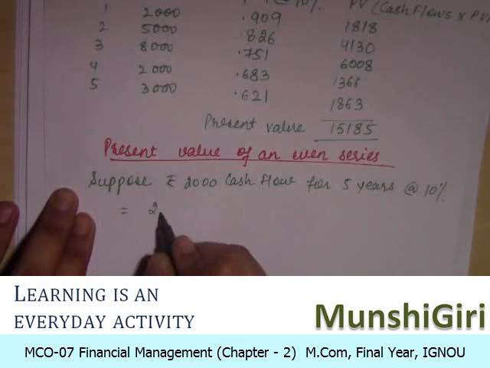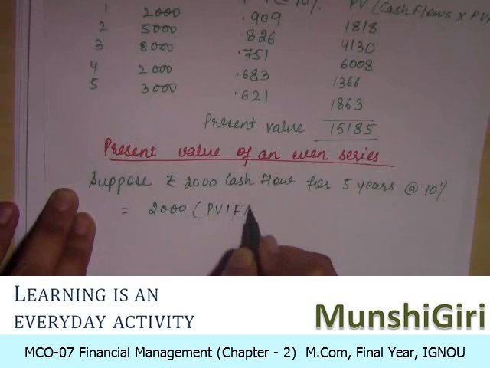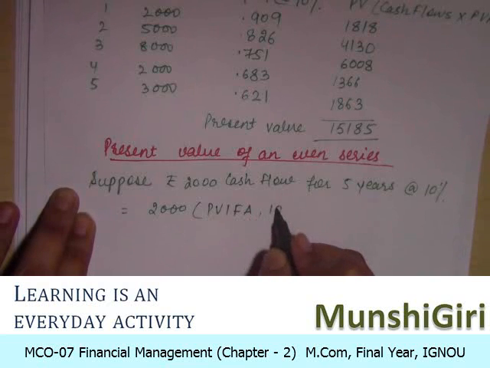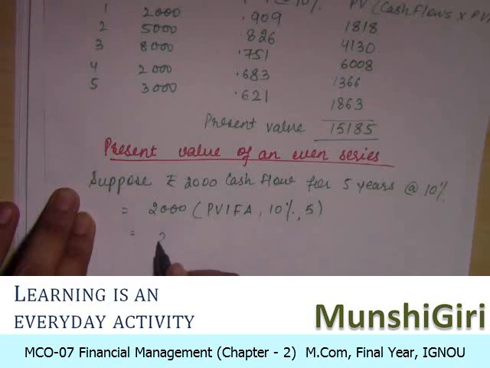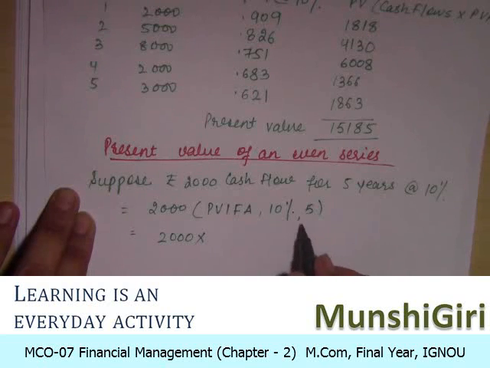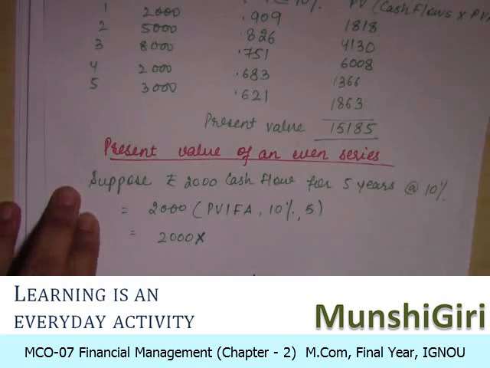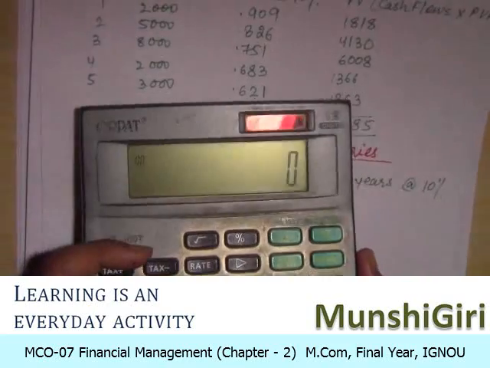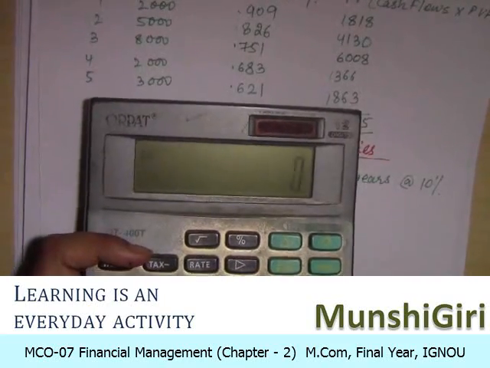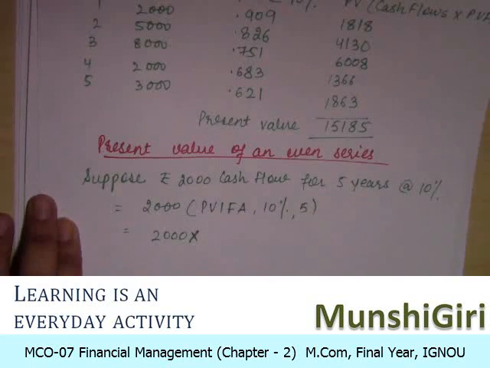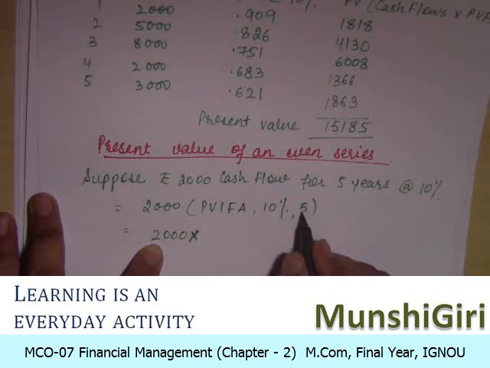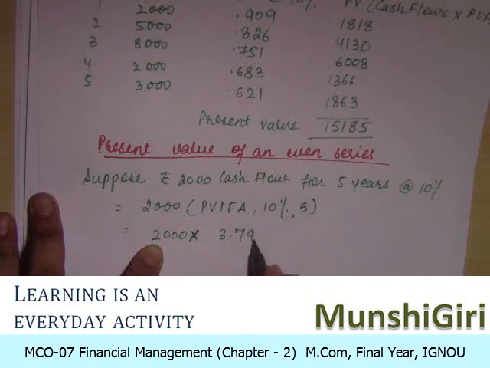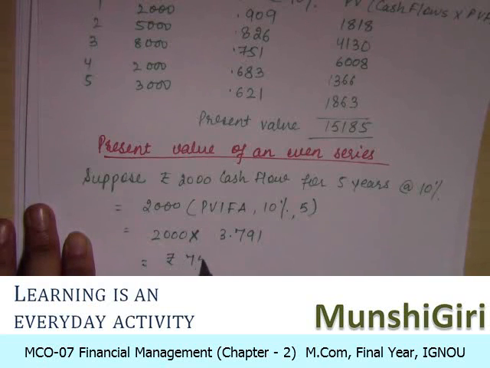So simply we can calculate this as cash flow into present value interest factor for annuity, 10% for 5 years. 2000 into, we have to calculate this, which is again 1 divided by, so you can directly get it from the table also. You already know how to calculate this, so let's just pick it up from the table itself. This is 3.791, so 7582. So this is how you can calculate the present value for an even series. So this was about chapter 2.